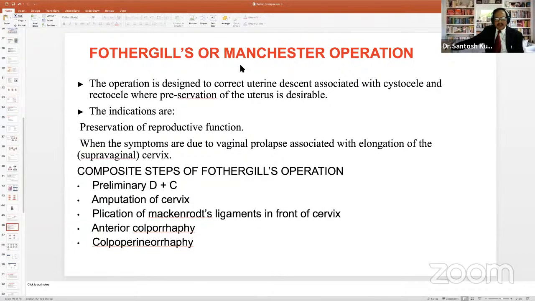This is in case of a female who wants to retain the uterus but the family is completed, because you are doing amputation of the elongated cervix. Since amputation of the elongated cervix has been done, this patient will not have a pregnancy, because once she becomes pregnant, abortion will occur. So this is the Fothergill Manchester operation, only for those females who want to preserve the uterus, want to preserve menses, and have completed the family.